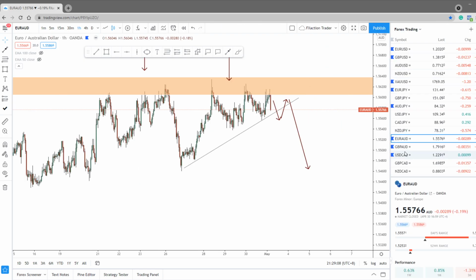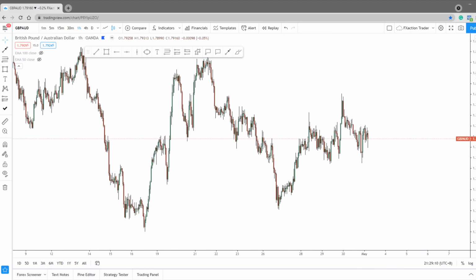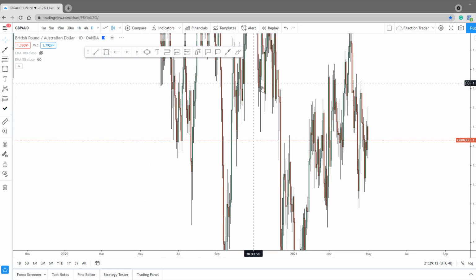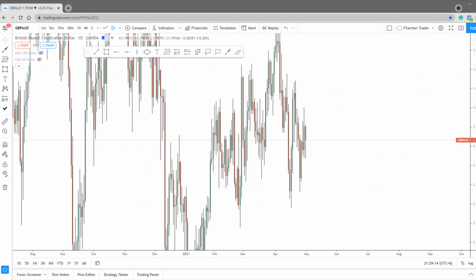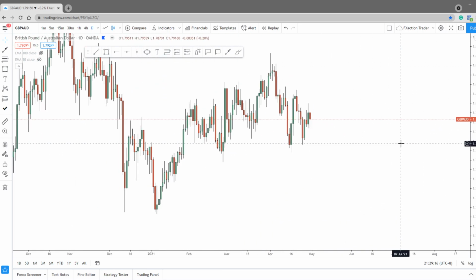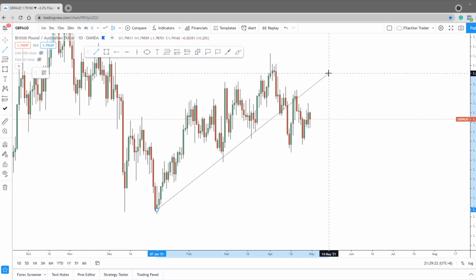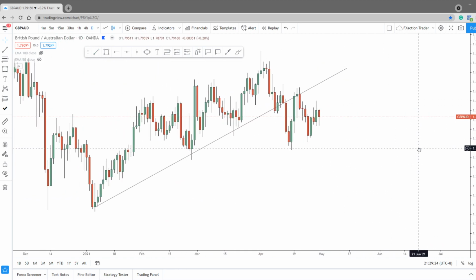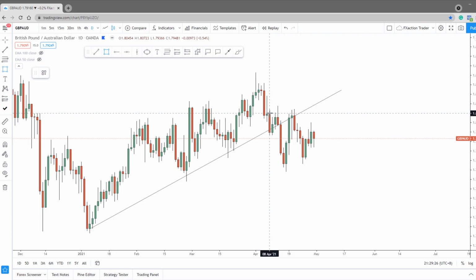So for the Pound Aussie, the direction is about the same as what we have just discussed on the Euro Aussie, where we still remain bearish on this pair instead of bullish. If we mark up our key levels, we can see the market has actually created the first downtrend movement where a new low has been created.